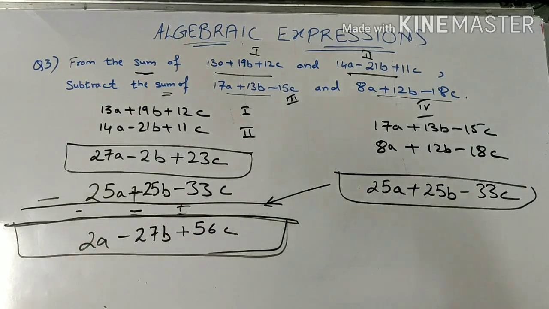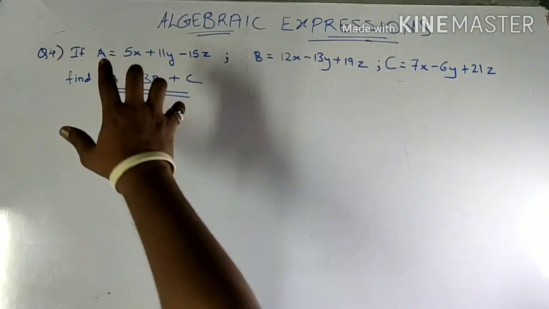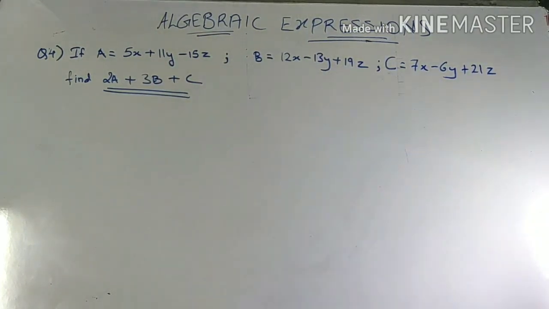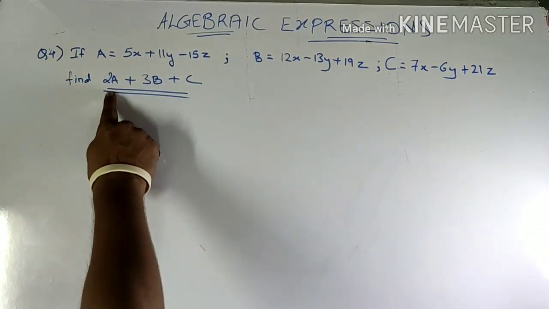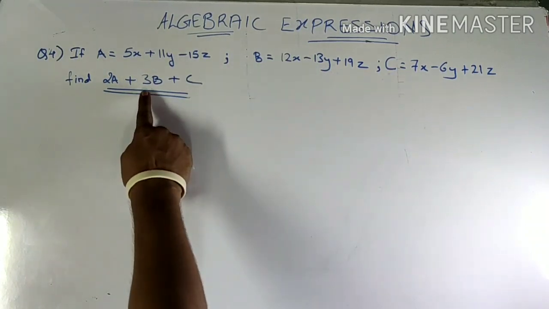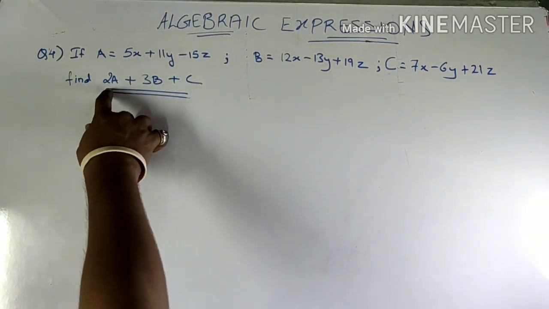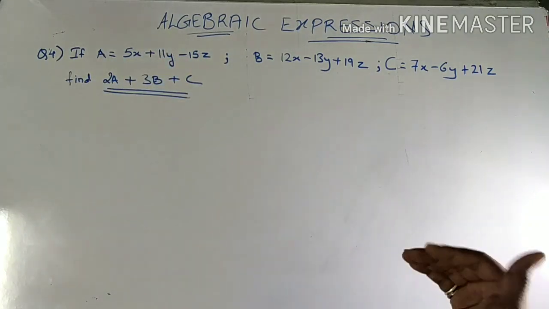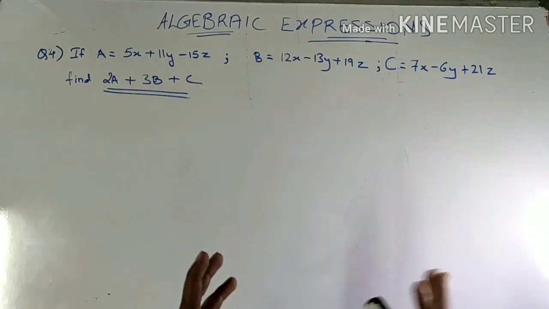Okay, moving on to the next sum. If a is equal to this algebraic expression, they have just named the first algebraic expression as a, the second algebraic expression as b, and the third algebraic expression as c. Then find this. So 2 into first algebraic expression plus 3 into second algebraic expression plus third algebraic expression. So for moving ahead, you can think of how do we get 2a. So 2a means 2 into first algebraic expression. So I'll have to find individually all the individual terms and then add them.